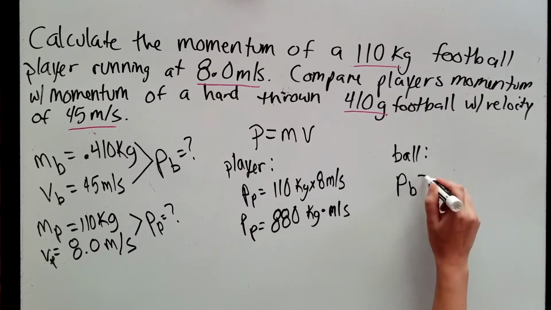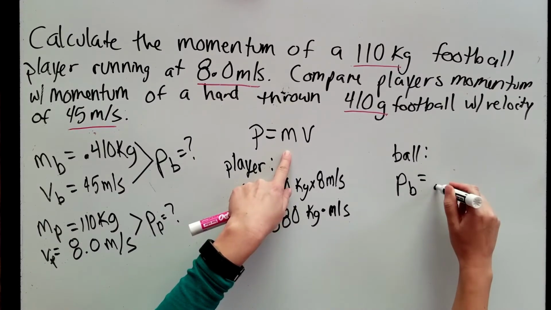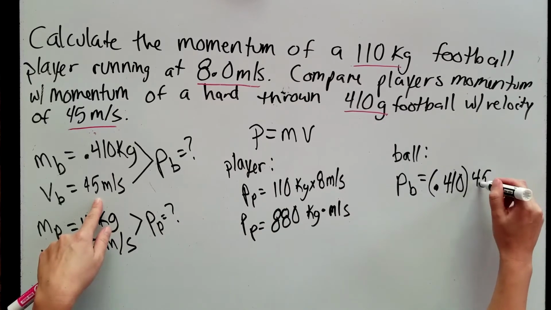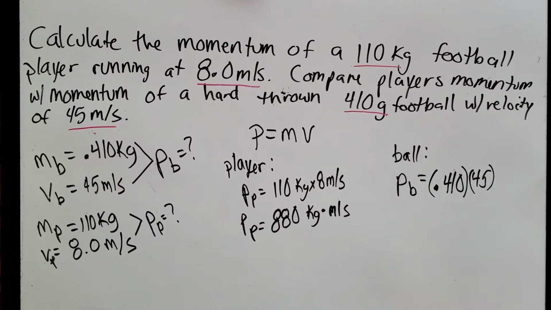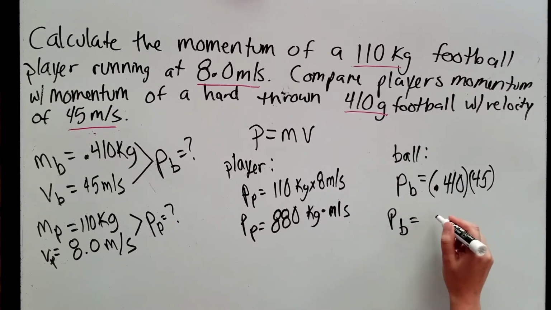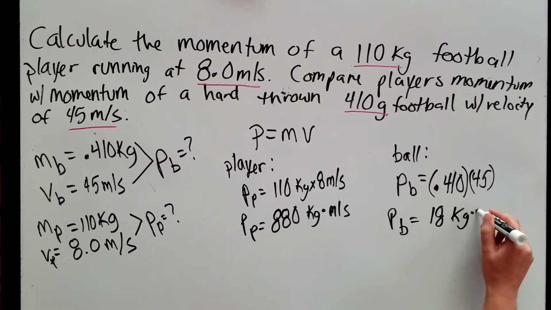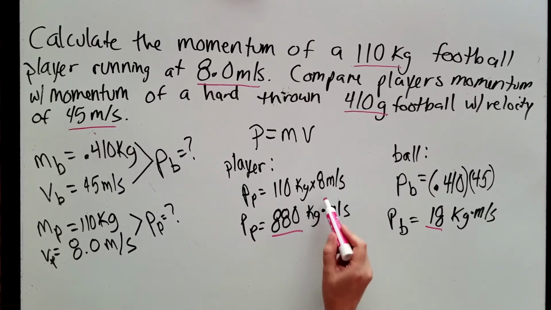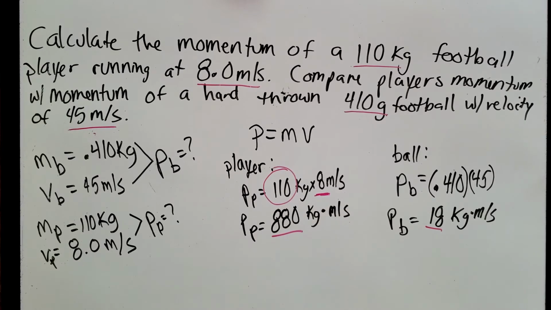So the momentum of the ball is going to be the mass of the ball, which we got to be 0.410 kilograms, times the velocity of the ball, which is 45. So the velocity, the ball is going a lot faster than the player. So let's see what its momentum is. So multiplying those two, and we're looking at two significant figures, I'm going to get 18. So now comparing them, which has more momentum, the player or the ball? Well, no contest, right? 880 for the player and only 18 for the ball. So even though the player's going at a lower speed, a lower velocity, their mass gives them a lot of momentum. Okay, so the player is going to have the higher momentum.